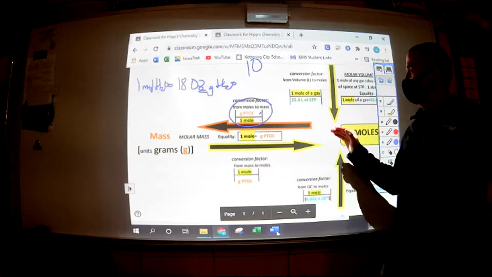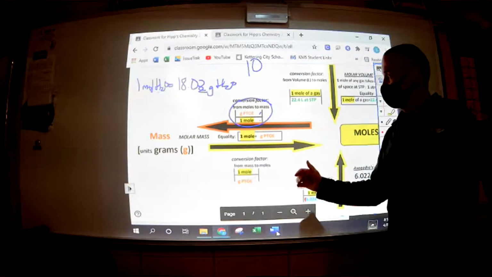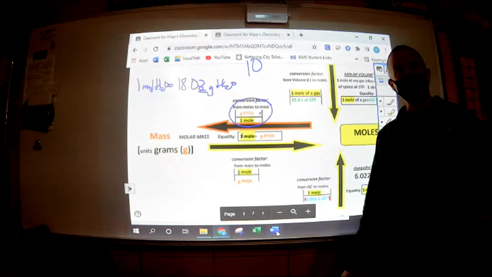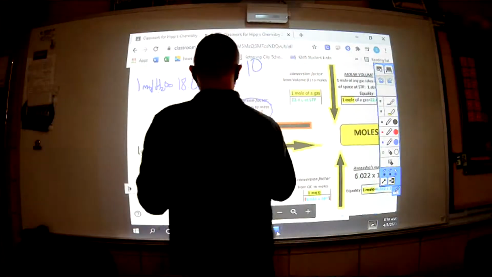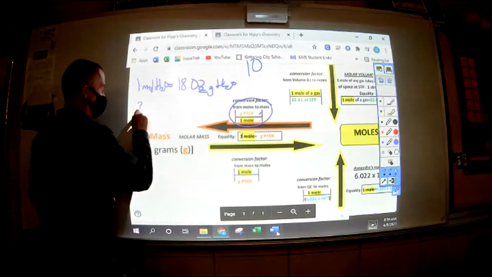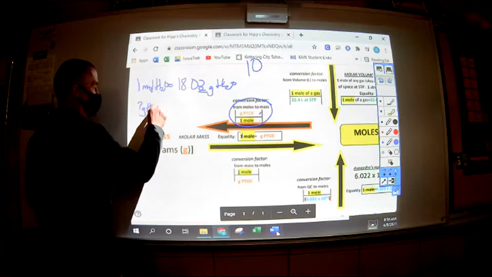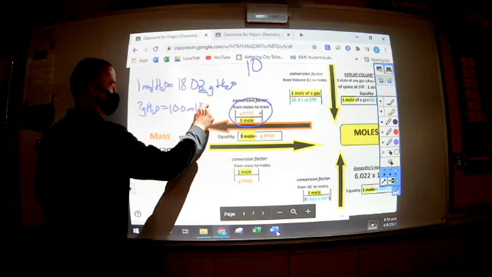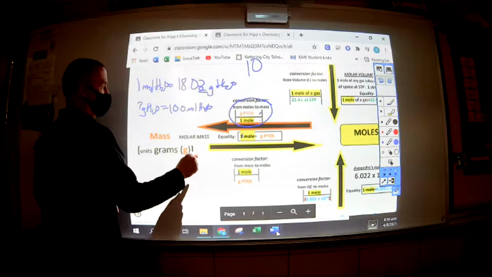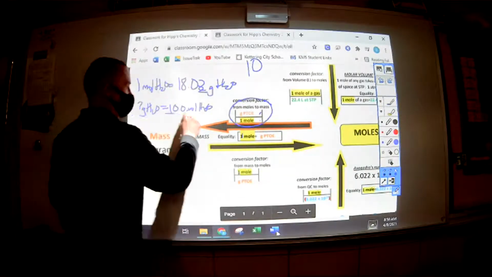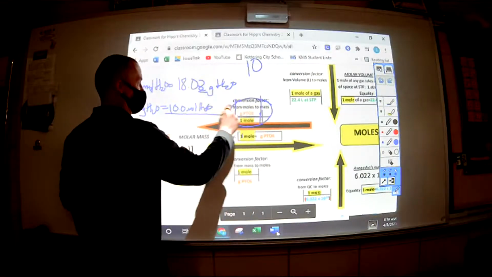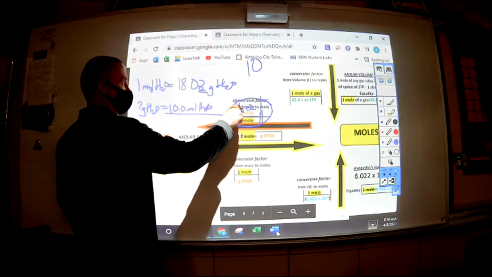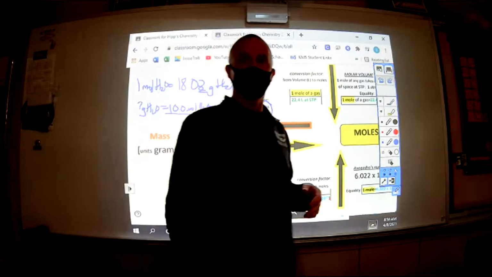When we're leaving from moles or when we're going to moles, there's always a 1 next to it. Our conversion: we have 10 moles. How many grams of water do we have if we have 10 moles of water? Here's our conversion factor. The 18.02 went on top. 1 mole went on the bottom. 10 times 18.02, it was 180.2. You see how that's working?